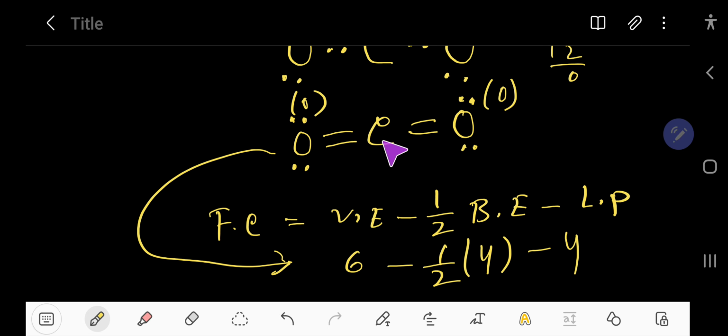So what is the formal charge for this carbon? The valence electrons in a neutral atom for carbon is 4, and then we have to take half of the bonding electrons, 2, 4, 6, 8, minus lone pair, there is no lone pair. So 4 minus half of 8, that is 4 minus 4, that is 0. So the formal charge of this carbon is 0.